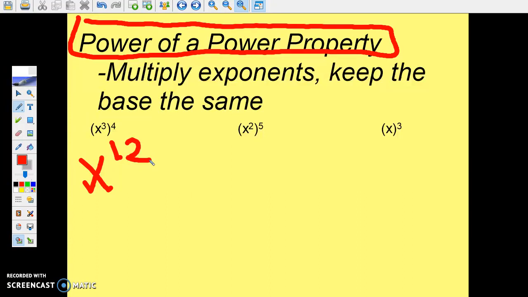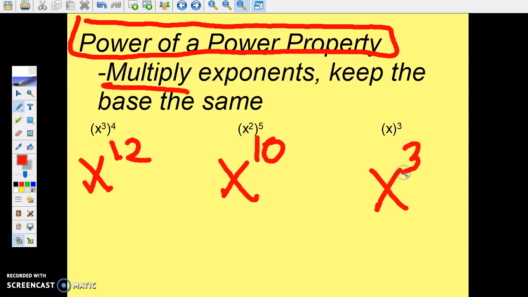Now if we have x to the 2nd raised to the power of 5, that means you're going to have 5 groups of x squared, so you're going to end up having a total of 10 x's, so x to the 10th power. On this last example, remember if you do not see an exponent, you can assume that's x to the 1st power. And here we would again multiply. Well, 1 times 3 is 3, so this just really stays as x to the 3rd power.